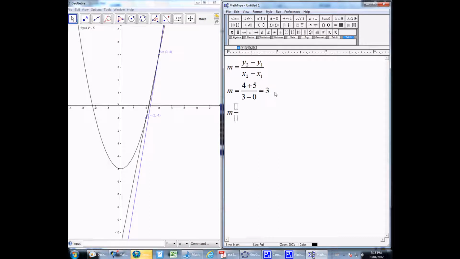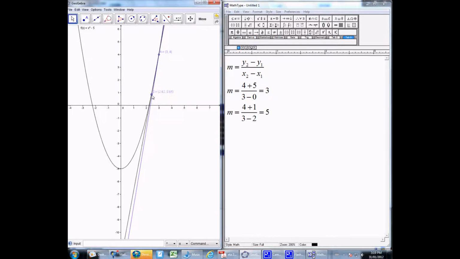The slope between these 2 points now, again, would be 4 minus negative 1, which is the equivalent of plus 1, over 3 minus 2. And of course, that equals 5 divided by 1, or 5. Now, we can see that 5 is a better approximation of the purple line, but still not close enough.